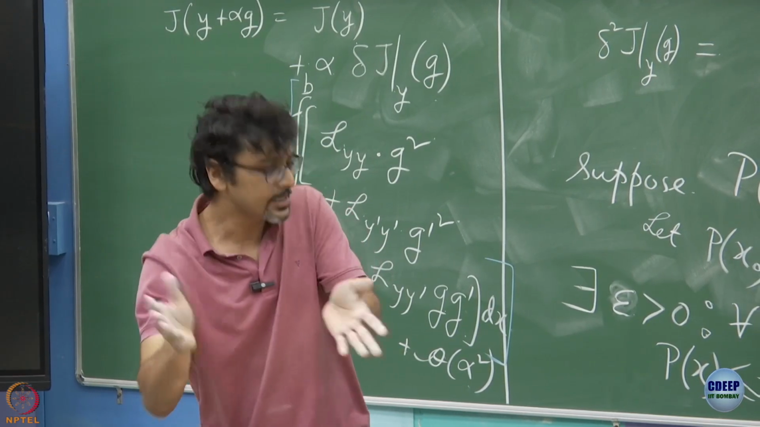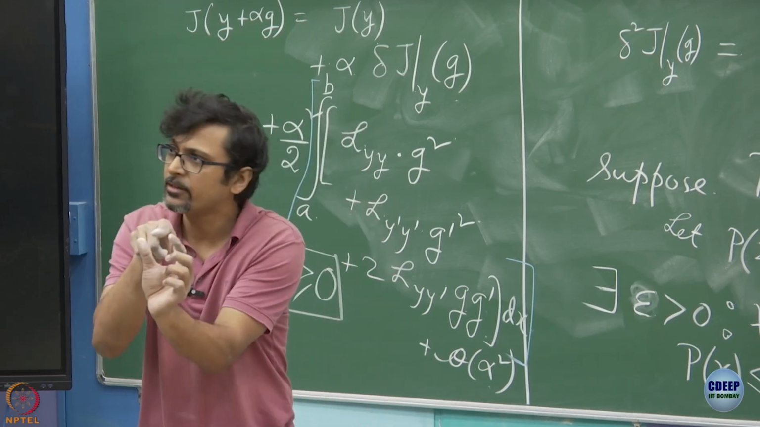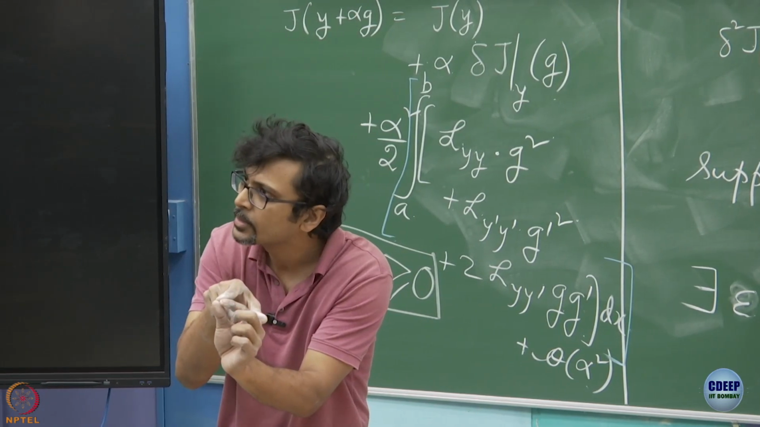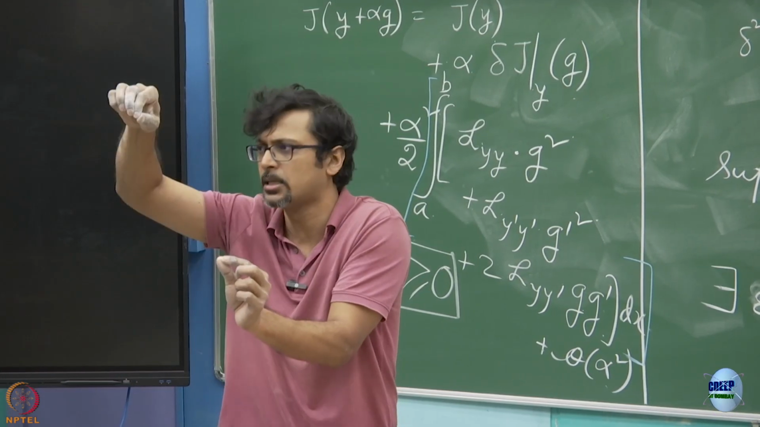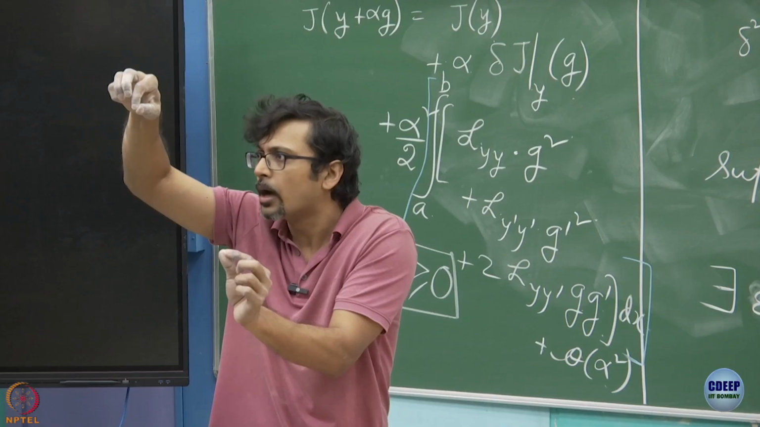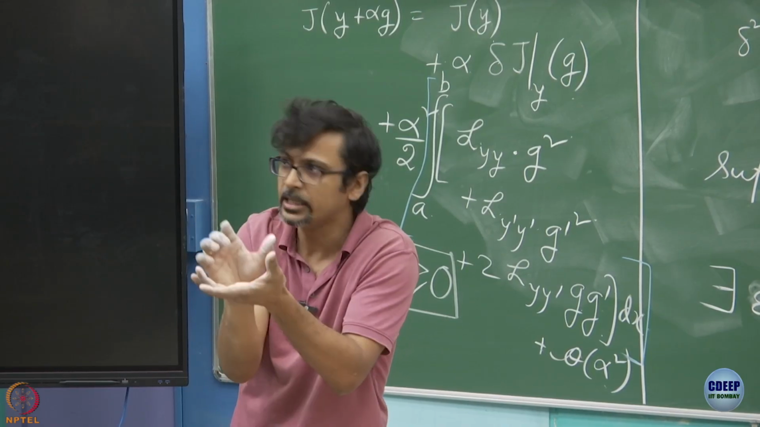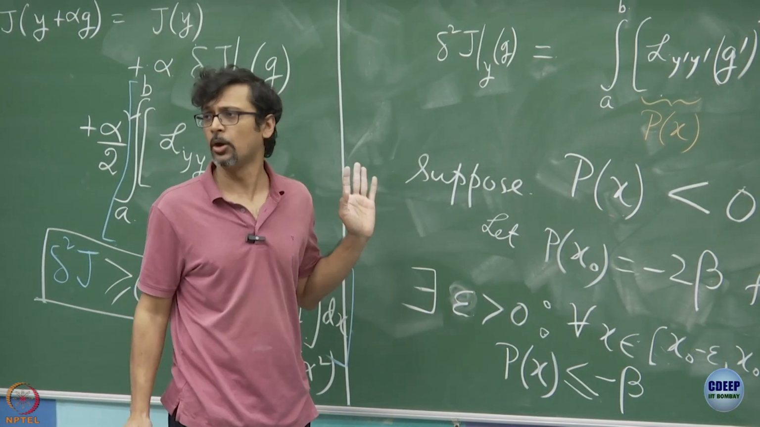So let's say that within some small neighborhood, that fellow remains negative. Not just that it remains negative, whatever negative value it assumed at x naught, it does not go beyond half that negative value. So it does not rise beyond minus beta. It stays confined between minus 2 beta and minus beta within that interval. Okay, so that's how I choose my epsilon.